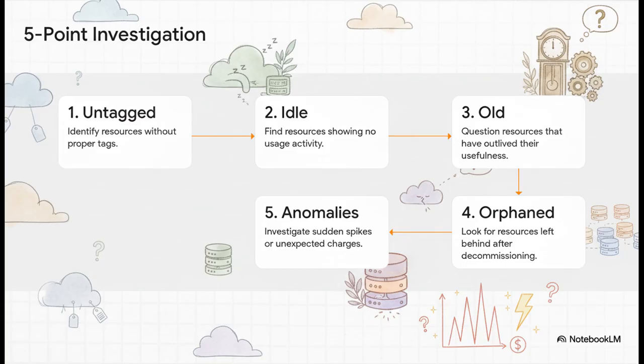So here's our game plan. It's a 5-point investigation. First, we're going to look for untagged resources. That's kind of like finding evidence with no label on it. Then we'll hunt for anything that's just sitting idle. After that, we'll question the old stuff, find any orphans, and finally, investigate any weird cost spikes. Each one of these steps is a different tool for uncovering waste.